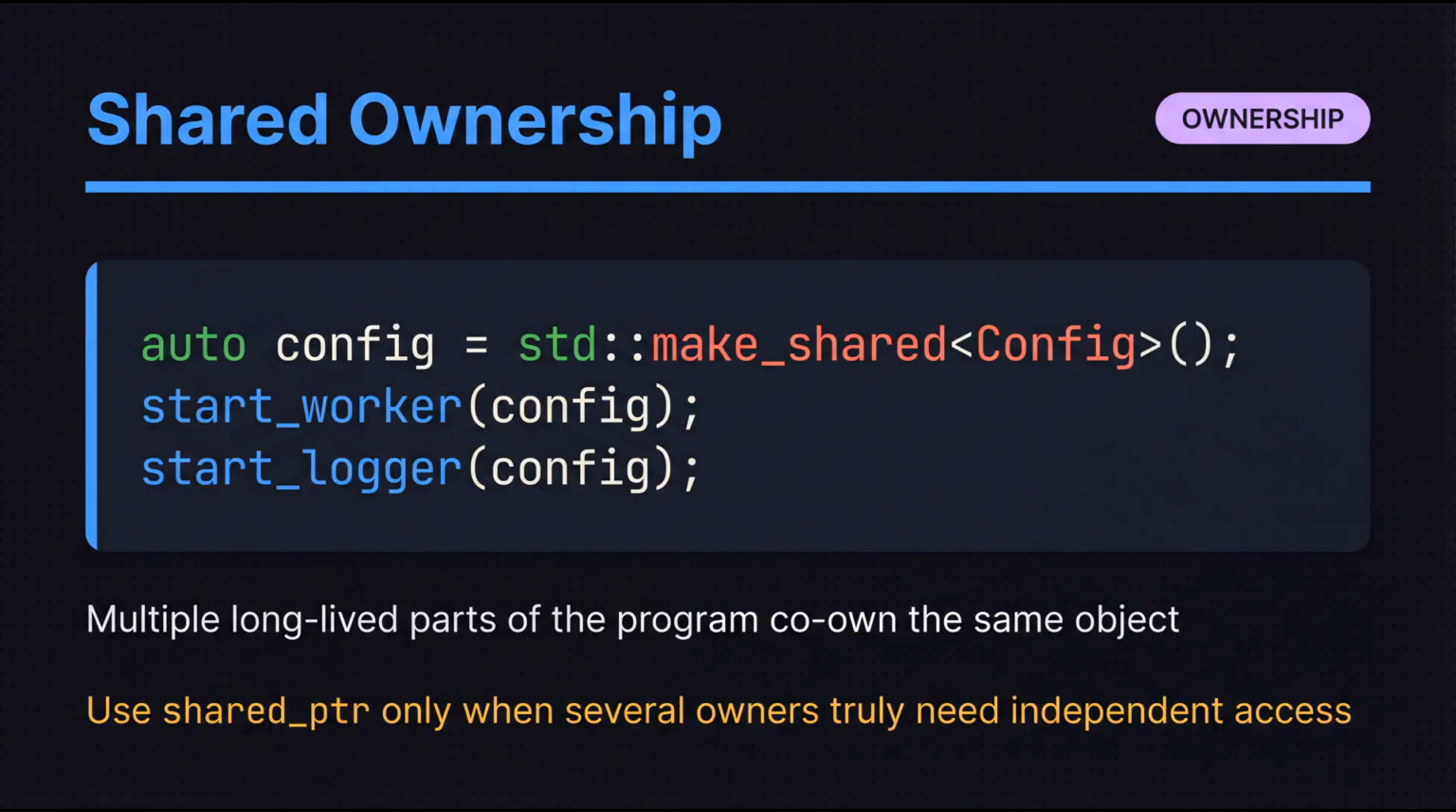Sometimes a single owner isn't enough. Multiple parts of the program need the same object to stay alive as long as any of them need it. That's where shared pointer comes in. Here, we create a config object with make_shared. Then we pass it to a worker and a logger. Both hold their own shared pointer to the same config. The object stays alive as long as at least one shared pointer exists. When the last one is destroyed, the config is cleaned up automatically.